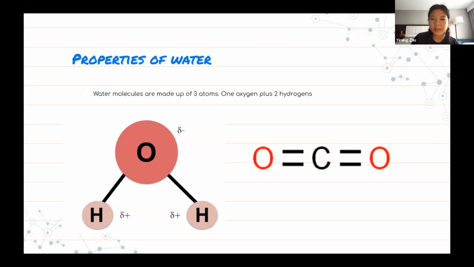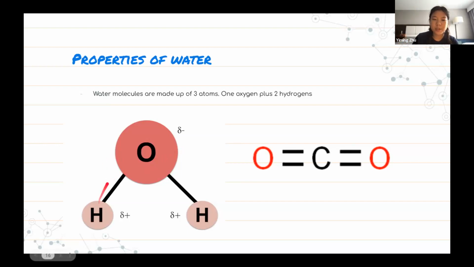All right. I think that should have been a slide after this one, but here are the properties of water. Water is made out of three atoms, if you didn't know that before: one oxygen plus two hydrogens. Something very special about this is that water is polar. Compared to this carbon dioxide molecule, you can see that it is very symmetric. The two oxygens on the sides of the carbon are on opposite sides of each other. Well, this one, which is another molecule with three atoms, is more of a triangle shape.